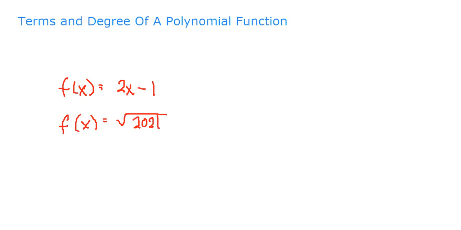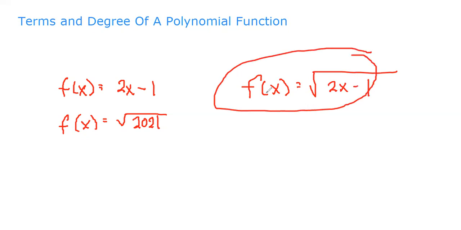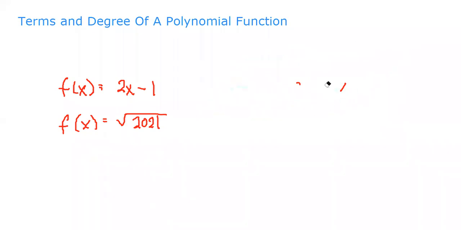So we will study today the parts of a polynomial function: its degree, coefficient, constant, and leading coefficient. We will also study how a function is not a polynomial. For example, we have f of x is equal to the square root of 2x minus 1. This one is not a polynomial function. So ready yourself and also your notebook for our lesson for this day.